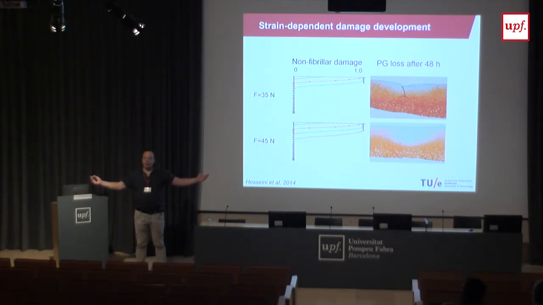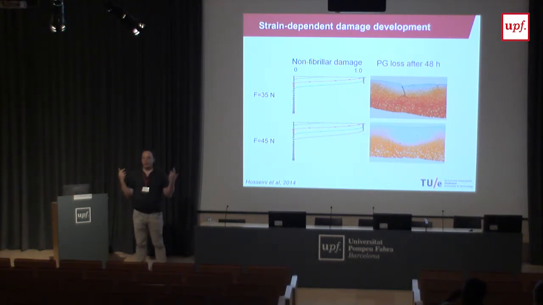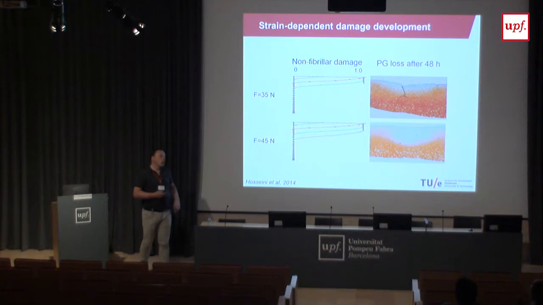What you have to do is, you have to do that damaging load, then you have to put the tissue back in a culture dish for 48 hours and give the proteoglycans that are broken basically time to leave the tissue. If you don't give them time to leave, they're still there and you don't see it as damage. But if you give them time to leave, you really see the same pattern as what he predicted with his model. So that's very nice.